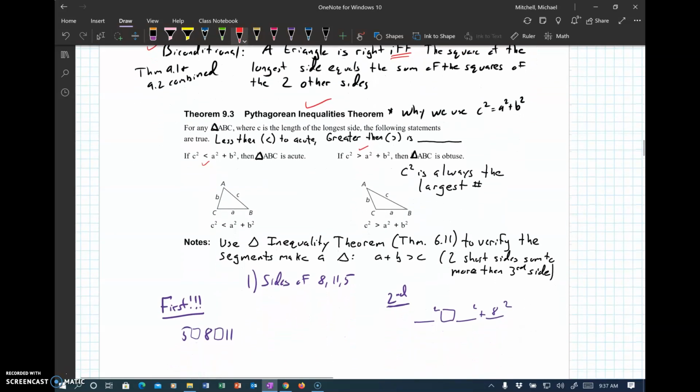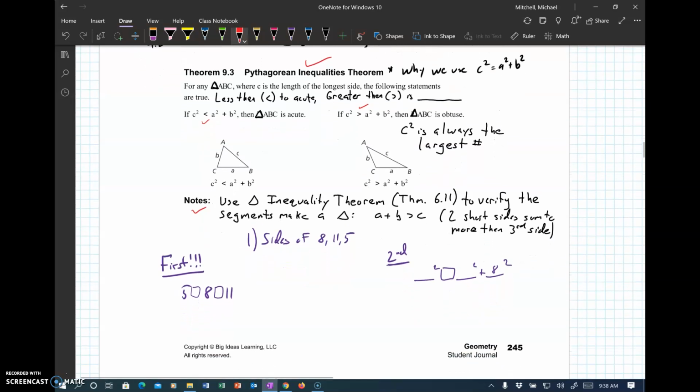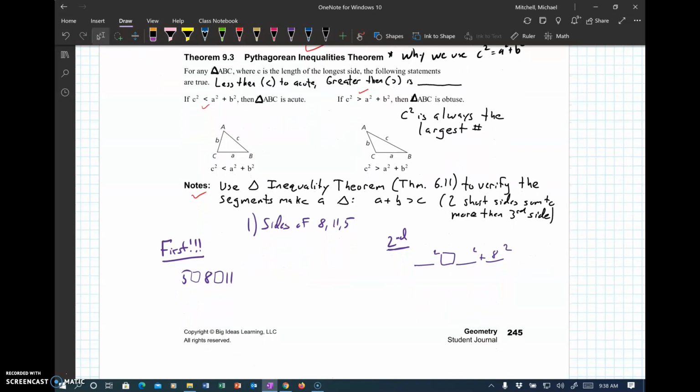But we have to do one thing first. You have to make sure it's a triangle. So Theorem 6-11, which I don't think we covered this year in spring 2021: verify the segments make a triangle. We have to make sure the two short sides will add up to more than the long side. So I've got that written out right there. Okay, 5 plus 8 needs to be greater than 11. 13 is greater than 11. This checks out. I can make a triangle. If it's equal or less than, I can't. So that's the first thing I do.